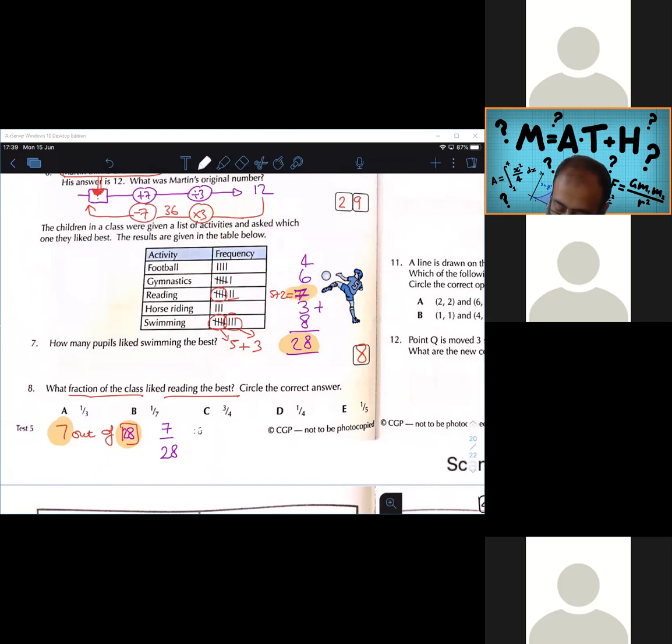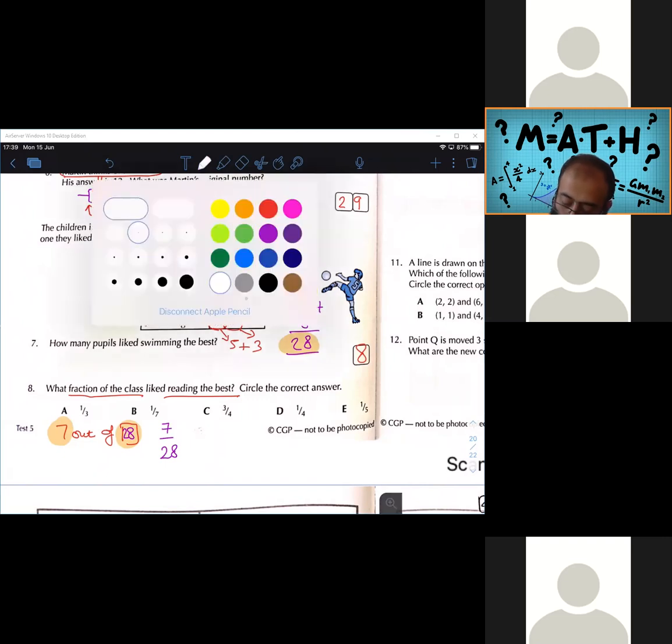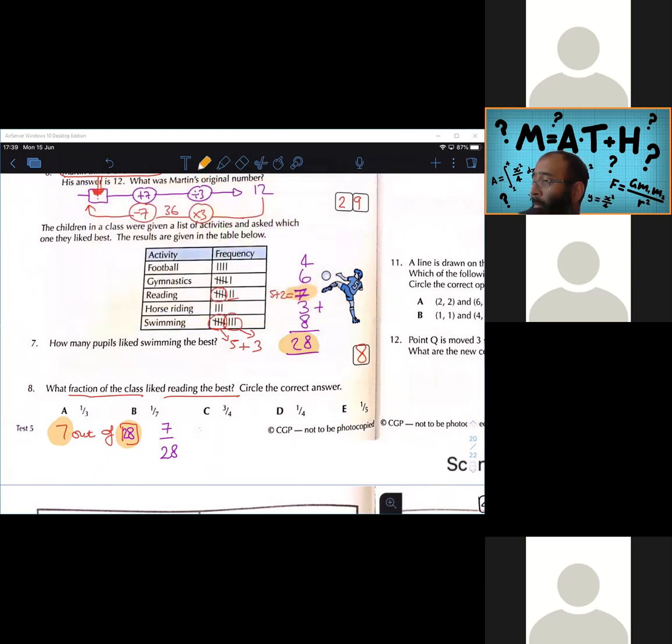Sir, can I go to the toilet? You want to go to the toilet in the middle of the explanation? Did you get this question right or wrong? I got it right. Okay, then you can go to the toilet quickly then.